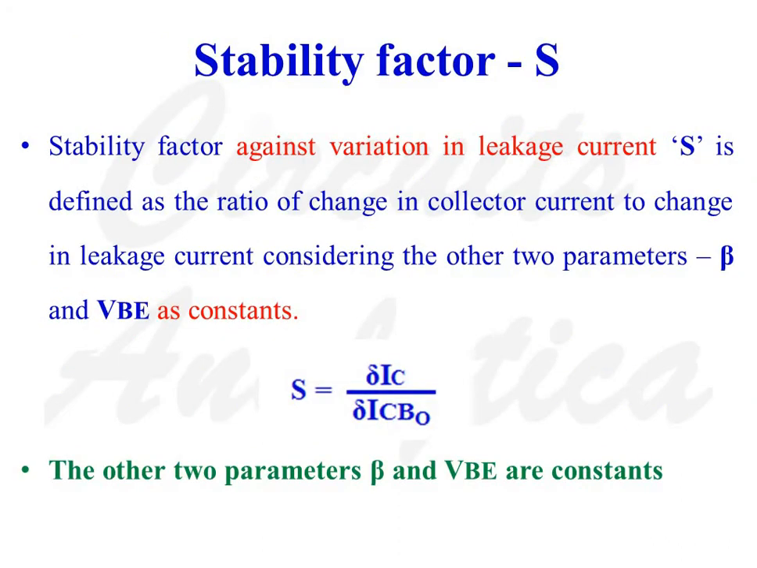Stability factor S. Stability factor against variation in leakage current S is defined as the ratio of change in collector current to change in leakage current, considering the other two parameters as constants. So S is equal to dou IC divided by dou ICBO. The other two parameters, beta and VBE, are considered as constants.